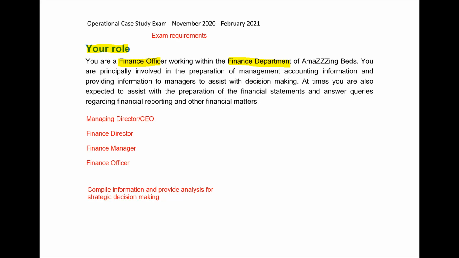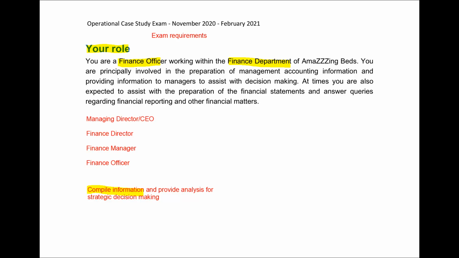Okay, so with all this in mind, we can sum up your overriding job role as a finance officer for this business as compile information and provide analysis for strategic decision making. Okay, so in the context of your exam, the compile information part of things relates to you demonstrating your theory knowledge of the operational topics. Okay, so here we are talking about your management accounting knowledge from P1, we're talking about your financial accounting knowledge from F1, and also, of course, the wider business knowledge that you have generated from E1, okay?